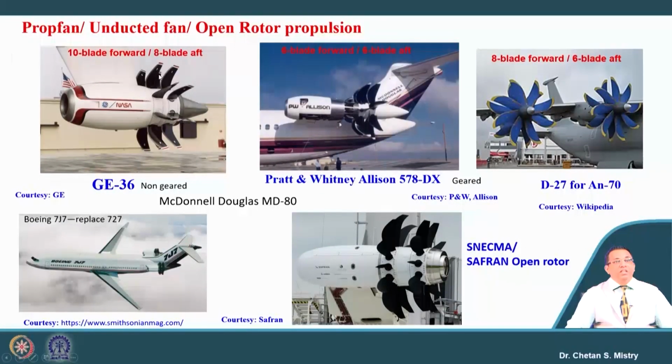Here we have a front rotor with 10 blades and a rear rotor with 9 blades. And in this case, the opposite direction rotation was achieved without a gearbox, so it is a non-geared configuration. During the 80s there was a steep fuel price rise, which attracted the attention of engine manufacturing companies to move towards fuel economic engines.